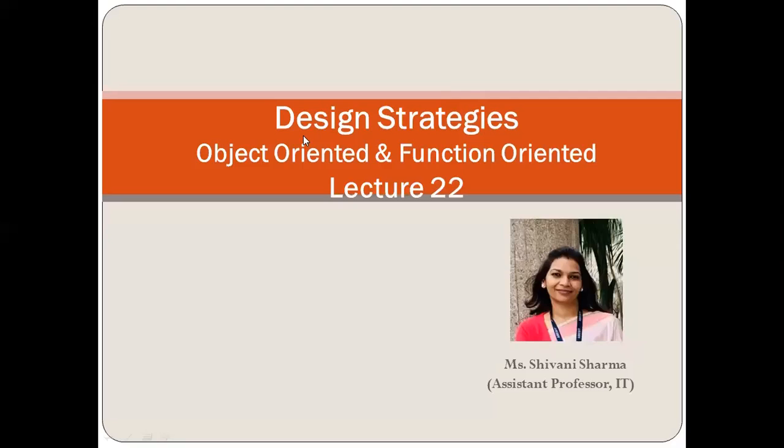So today's topic for software engineering is design strategies. Typically, there are two design strategies. They are the object-oriented design and the function-oriented design. Now, we are going to talk about two different types of design strategies, and we will see what these particular techniques actually are.